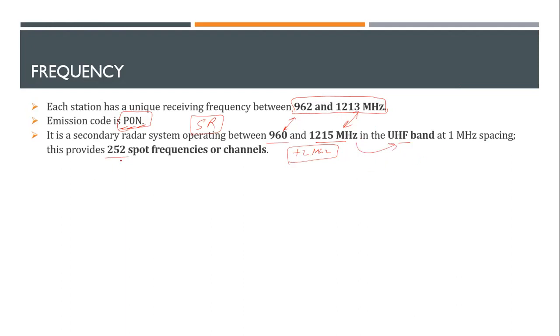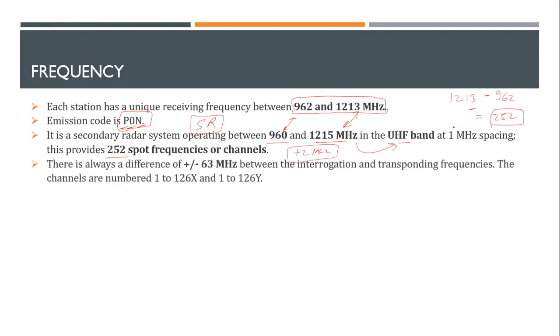It provides 252 spots. How to calculate that? It's simple maths. You subtract 962 from 1213. You get around 252, because it includes the 3 also. So it becomes around 252 only. We'll see how. Okay, we subtract 63 also from here, then we'll see the value we get.